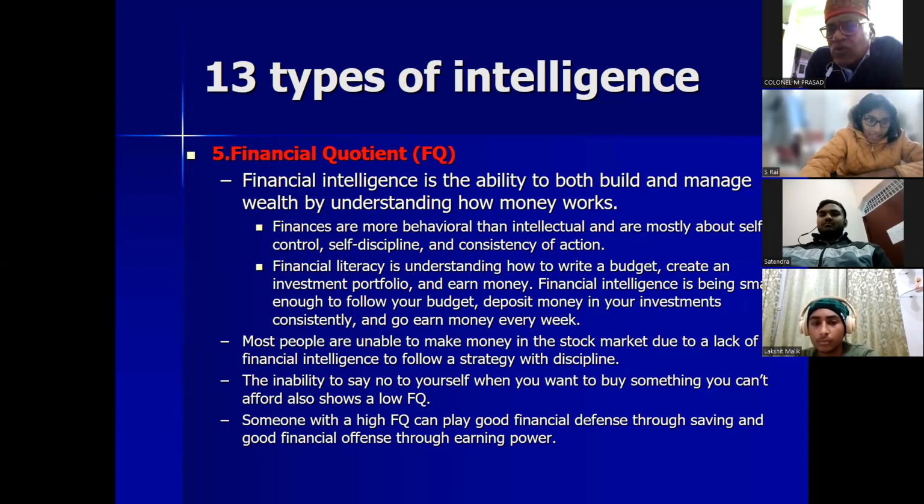Financial literacy is understanding how to write a budget, how I should manage within limited resources, and how to create an investment portfolio. Though you're talking about a higher level, at our own level, even a child should understand the capability of their father and mother, how much money they can afford to give. If I don't understand and I ask for it, he's either going to beg, borrow, or steal. He's going to do something wrong.